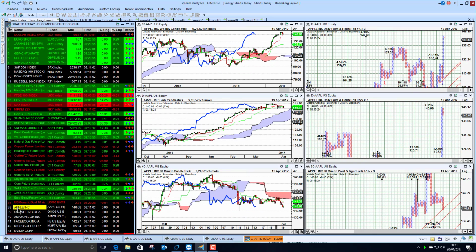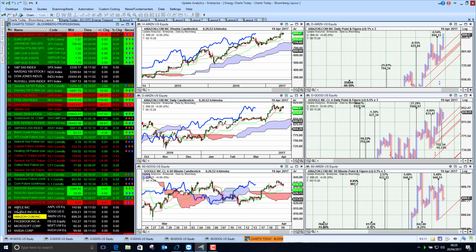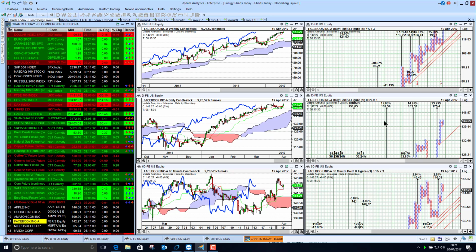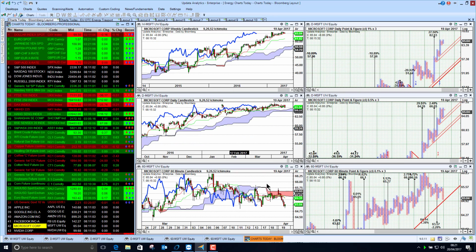Apple, still very short-term. Google holding on bullish. So is Amazon. Facebook back into bullish territory yesterday. It's looking stronger and stronger with lots of upside targets. And Microsoft just not quite getting back above there at the moment.